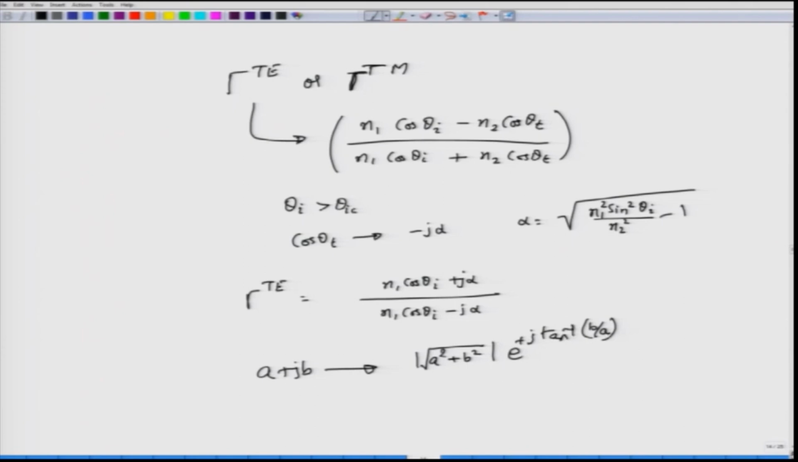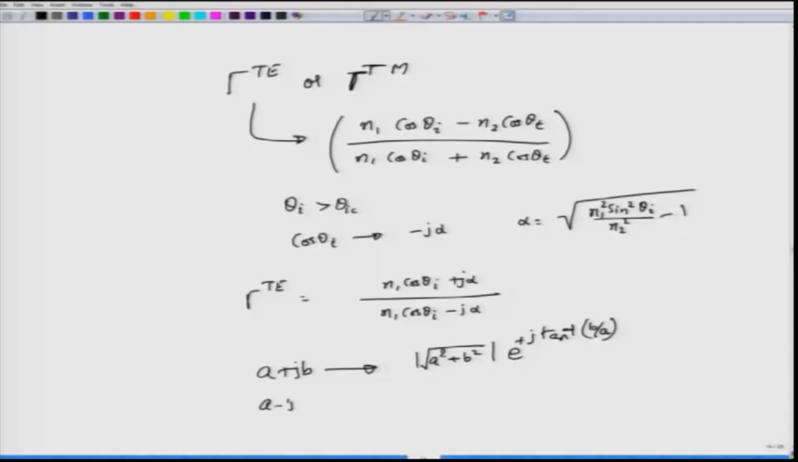But in any way, you can always represent a complex number in terms of its magnitude and an angle, the so-called polar form. Because gamma TE happens to be of the form A plus jB divided by its conjugate A minus jB, the magnitude of the numerator will be equal to the magnitude of the denominator. The phase of the numerator will be the negative of the phase of the denominator, because one of them is the conjugate of the other, right.